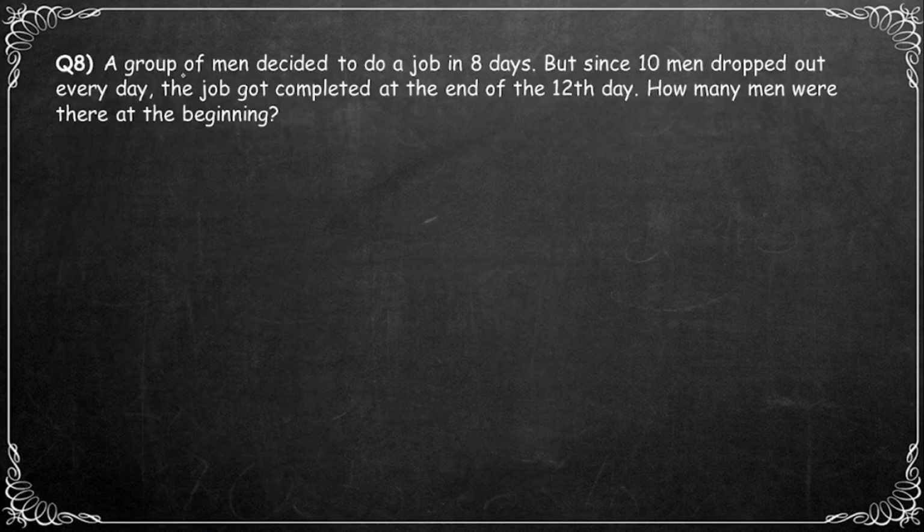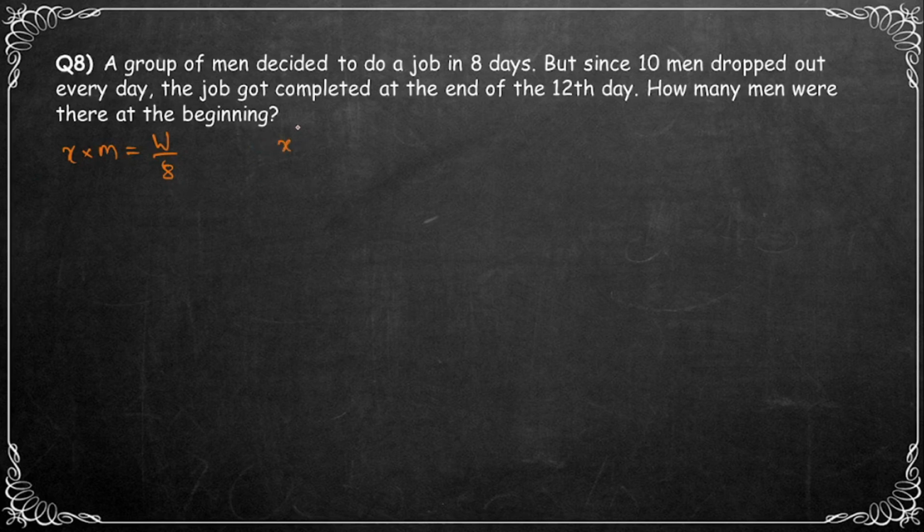Question 8. A group of men decided to do a job in 8 days. But since 10 men dropped out every day, the job got completed at the end of 12th day. How many men were there at the beginning? Let's say at the beginning there are x number of men. X number of men can complete that job in 8 days if they work continuously. But it did not happen like that.